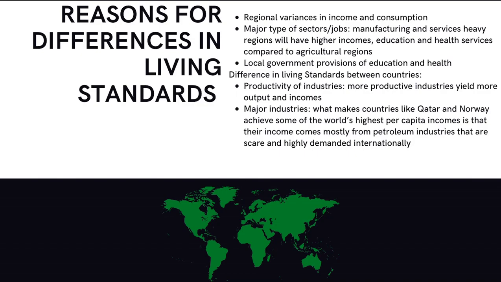Then, if you compare the productivity of different industries, the more productive industries are, the more they yield output and incomes. Then the major industries, it might be the strategic industries, which are really important for the country, like weapons or something like that. What makes countries like Qatar and Norway achieve some of the world's highest per capita incomes is that their income comes mostly from petroleum industries that are scarce and highly demanded internationally.